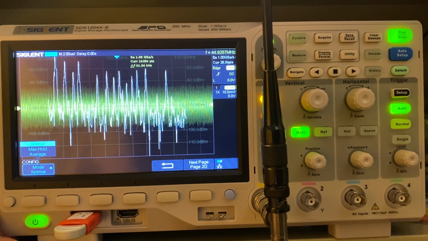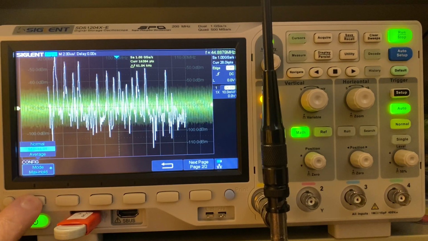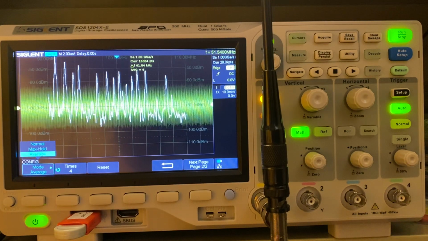Backing up again, we can change the mode. I think we would like to probably average a little bit because these signals are going to be jittering around a fair bit otherwise.